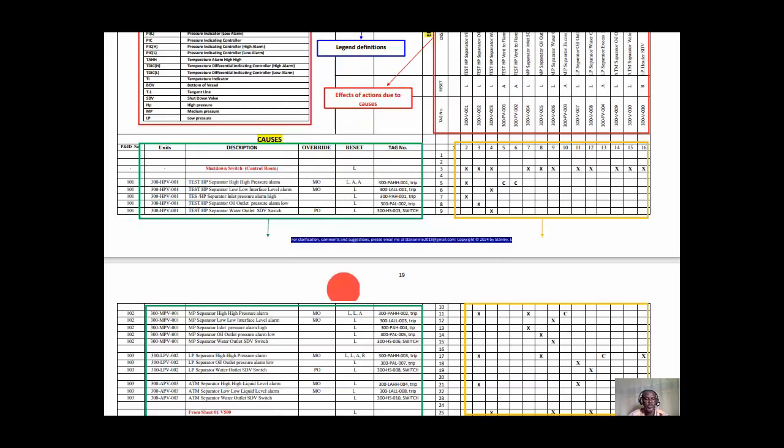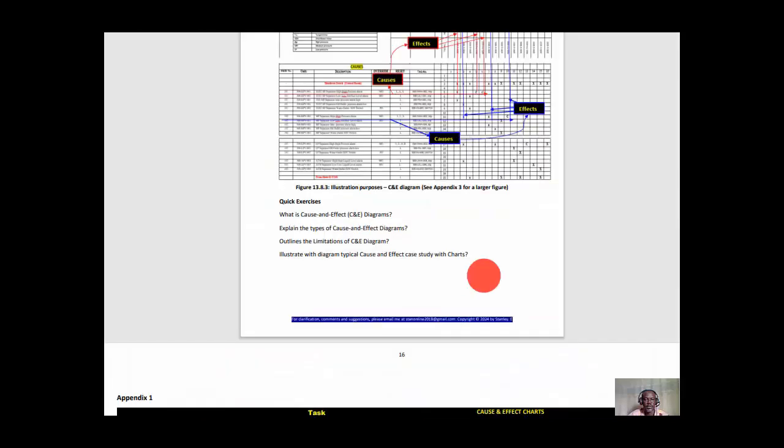This explanation is also applicable to other P&IDs and unit numbers, as deemed fit. I leave you here with quick exercises.